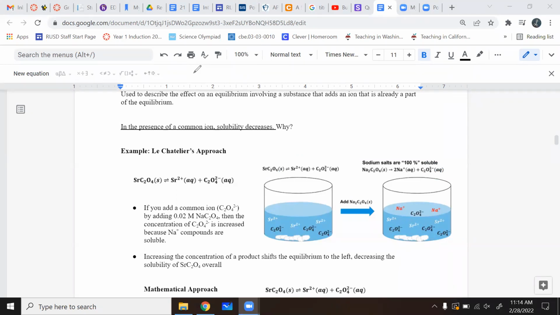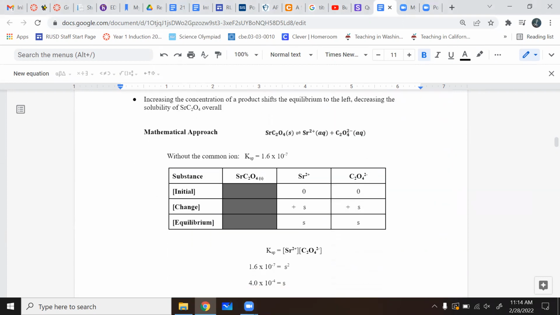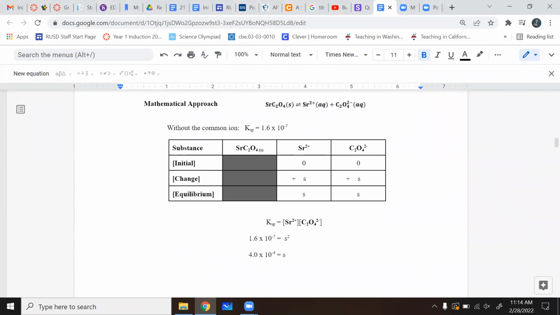But unfortunately, it's not only logic-based. You might see an actual numerical value, or the AP test might ask you for an actual numerical value. So that's why we have this mathematical approach. Now, if we do an ice table for the dissolution of this solid right here, we would get that overall our KSP, which is given, is equivalent to S squared. And we would get a molar solubility value of 4.0 times 10 to the negative fourth.